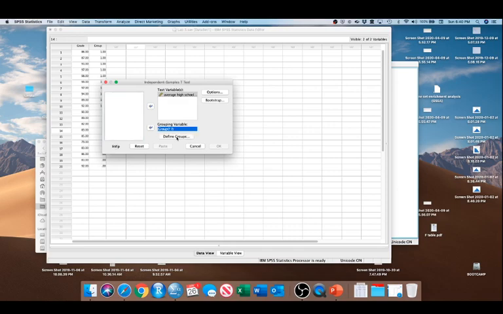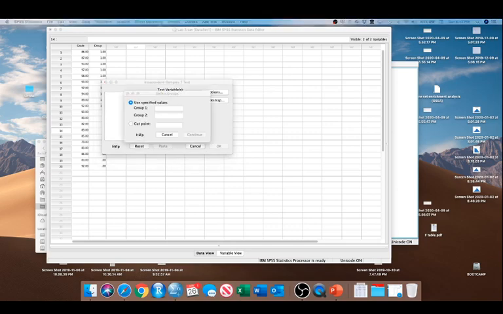So I want to define my groups. So for some reason, the way that SPSS sort of groups or sends out the results is the opposite of what you think. So let's make group 1 as numerical 1, and then group 2 as 0. And then press continue.